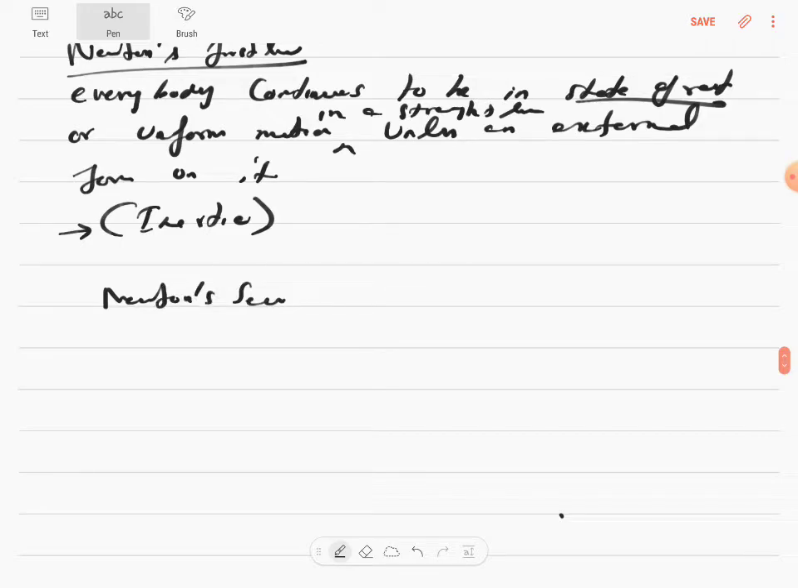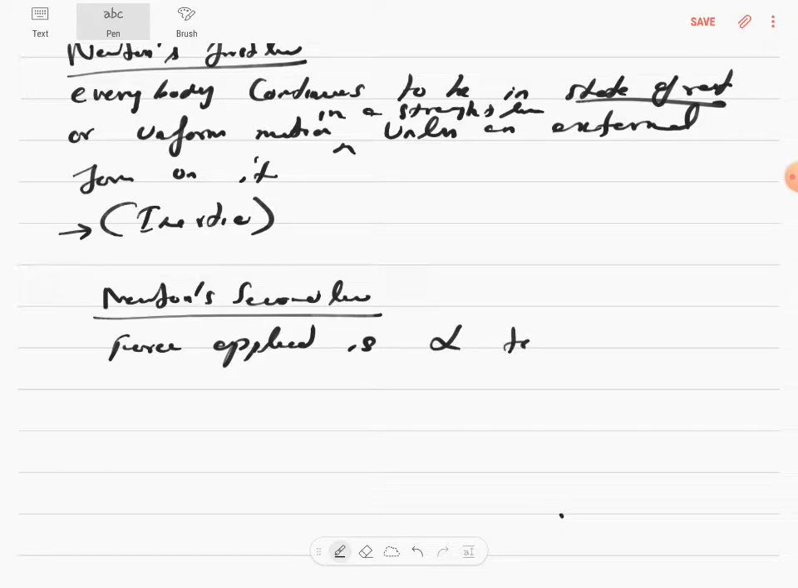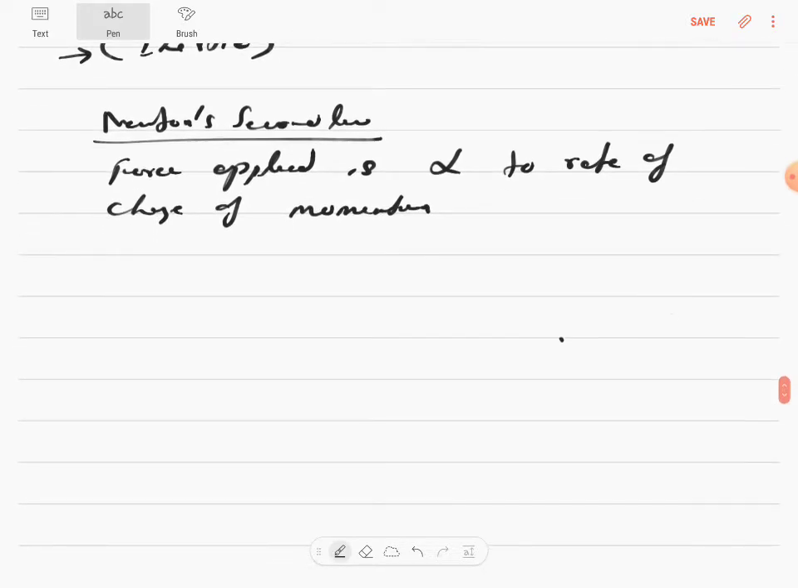Newton's second law. What is Newton's second law? He said that the force applied is directly proportional to the rate of change of momentum. Change of momentum. Do you know what momentum means? Momentum means mass into velocity. Momentum simply means mass into velocity.